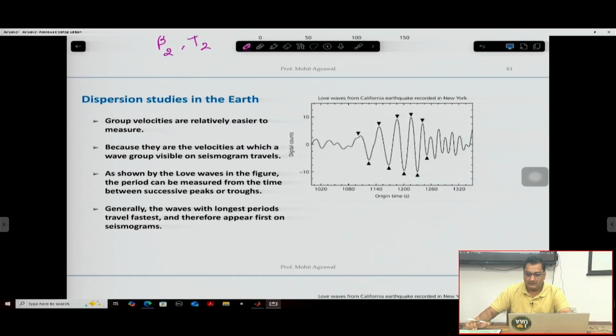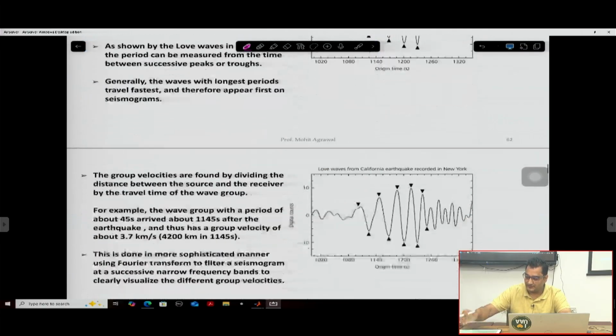Now we saw the dispersion phenomenon in a real Earth scenario on the data recorded at the station in New York for the Californian earthquake, and here we saw the wave pulse period is decreasing with respect to time. That is basically naturally the phenomenon of dispersion, which it indicates to us.